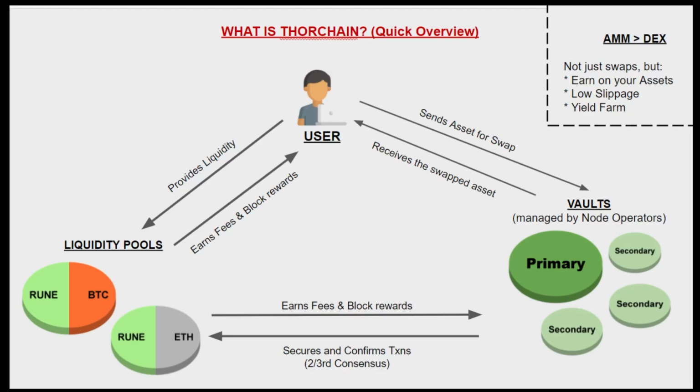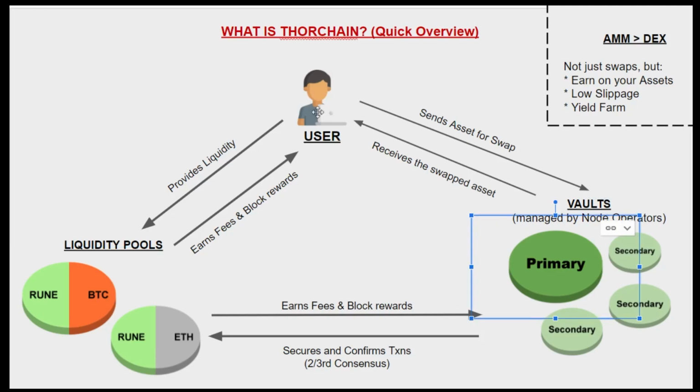You also face low slippage here because of the AMM structure, and you can also yield farm based on the LP ownership you receive. This is something which will boost during the THOR5 phase, but that's something for a later stage. Okay, so there are three components or roles in the THORChain protocol. There are users, there are liquidity pools, and there are vaults, which are managed by node operators.